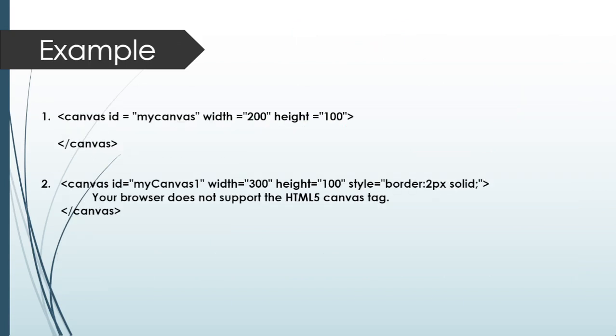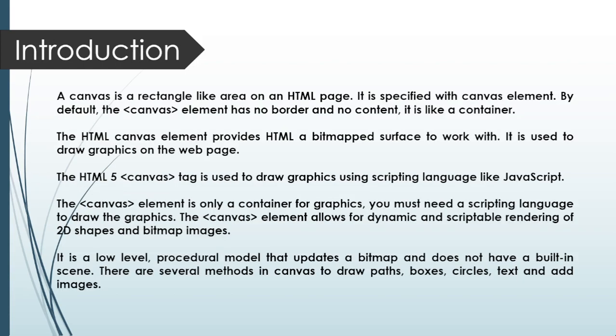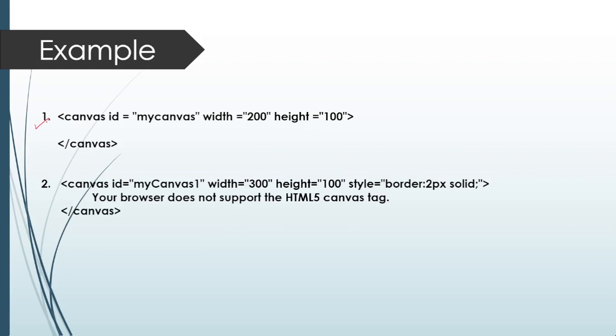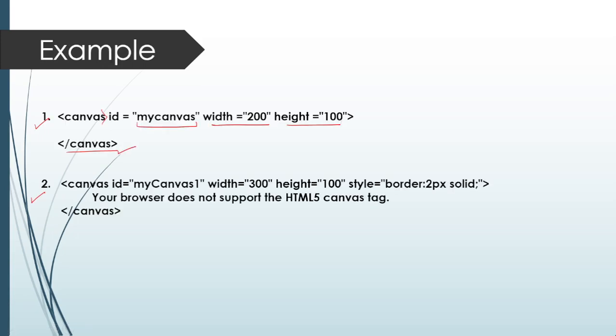Now moving to the example section. As you can see here, I have written canvas ID. I have written two examples here. In the first example, I have started the canvas tag and closed it. Here canvas ID is equal to myCanvas, width is equal to 200 and height is equal to 100. So you can see here, I have given height and width to the rectangle. You can change it according to your need, right?